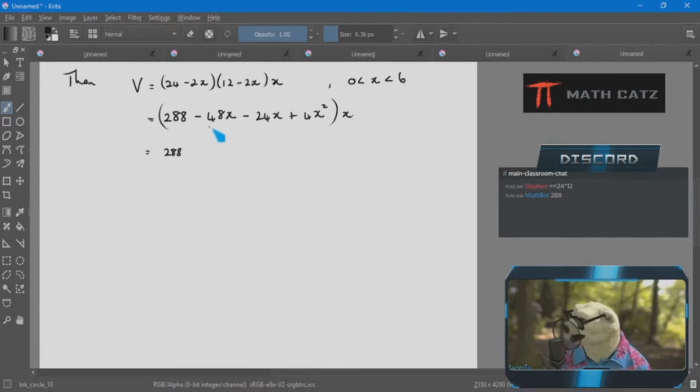So let's see here. I want to put these guys together at least, and that's going to be a 72, isn't it? 48, 68, yeah, 72, and then times another x. So let's multiply that x in. 288x minus 72x squared plus 4x cubed.